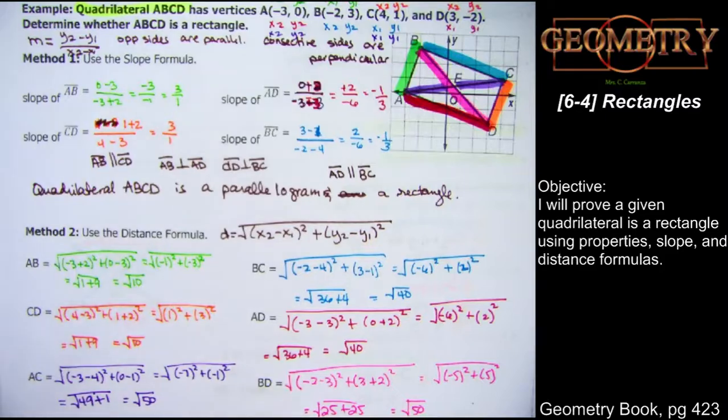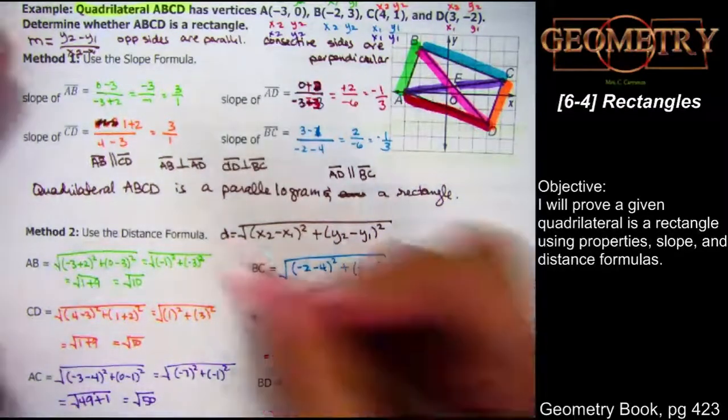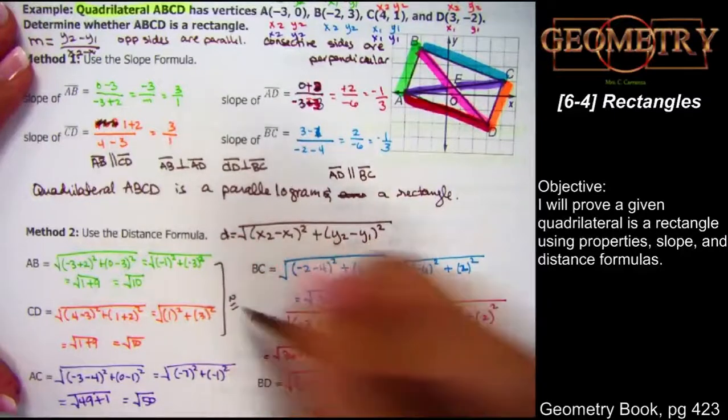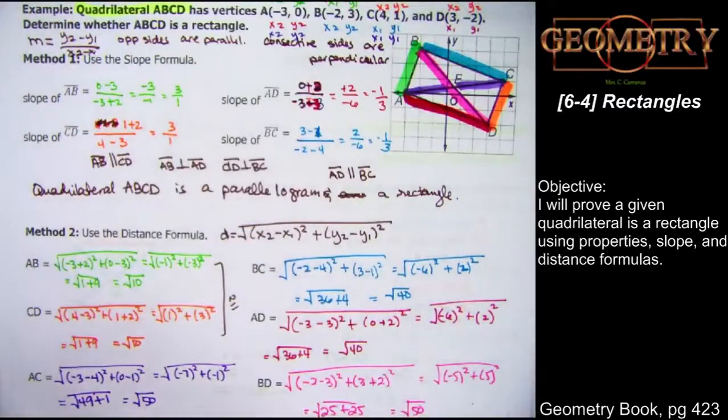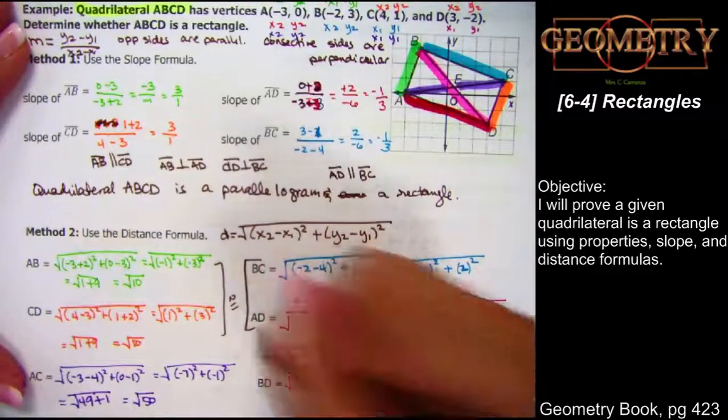Okay, let's confirm that it's a parallelogram. For it to be a parallelogram, we need the opposite sides congruent. That is, the green and the orange sides need to have the same distance values. Do they? Yes. That means that that pair of sides are congruent. We need the other pair of opposite sides congruent, the blue side and the red side. Do they have the same distance value? Yes, these are also congruent.